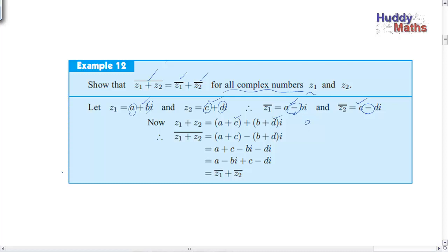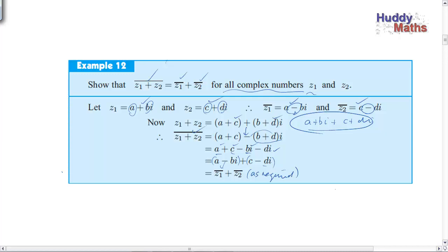The step might have been nicer to put this first, like that, and then collect up your terms. Okay, the conjugate of that is the opposite sign between them. And then if we pair them here, so this is a plus c, take bi and take di, and then pair them up, a take bi and c take di. So this is the conjugate of z1, this is the conjugate of z2, and that's as required.